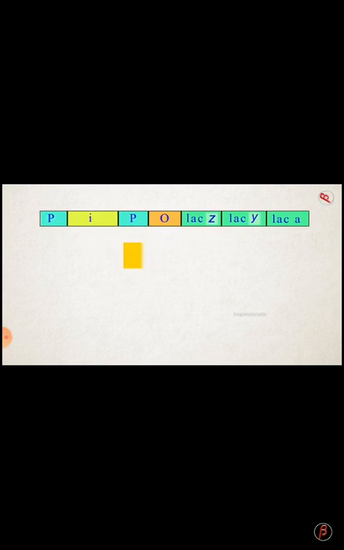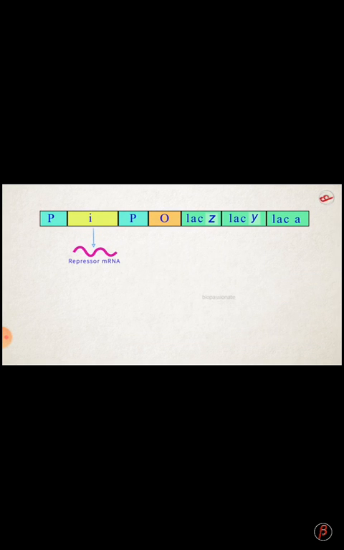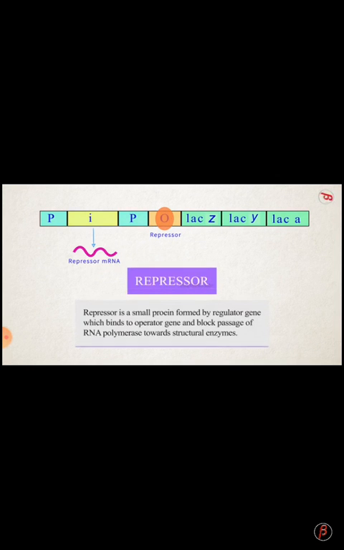Before moving to the concept, let's understand the terminology. P indicates promoter, O indicates operator, I indicates the regulator gene. The structural genes are called lac Z, Y, A. The gene I is called the regulator gene, which codes for the repressor of the operon. The repressor is a small protein formed by the regulator gene, which binds to the operator and blocks the passage of RNA polymerase towards the structural genes. Once the repressor binds to the operator, the operon becomes switched off.